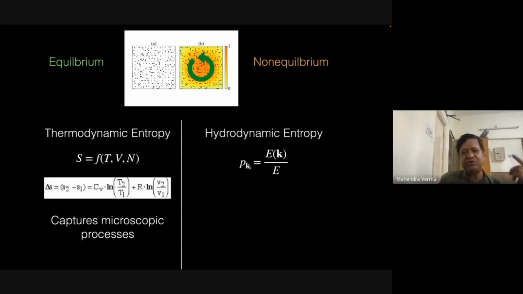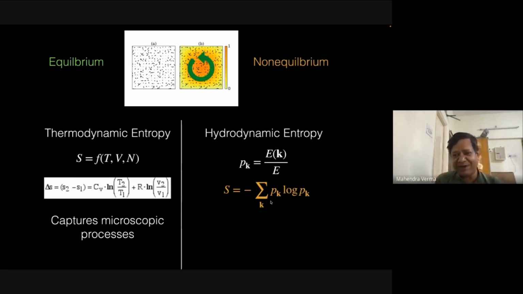Now after that, we use the Shannon formula. Shannon is a very famous electrical engineer who revolutionized the signal processing world. He gave a definition of entropy for a signal, and we use the same formula. S is minus sum of Pk log Pk, where Pk is given by this. Now I'm going to use this formula, which, given a velocity field, I can compute.